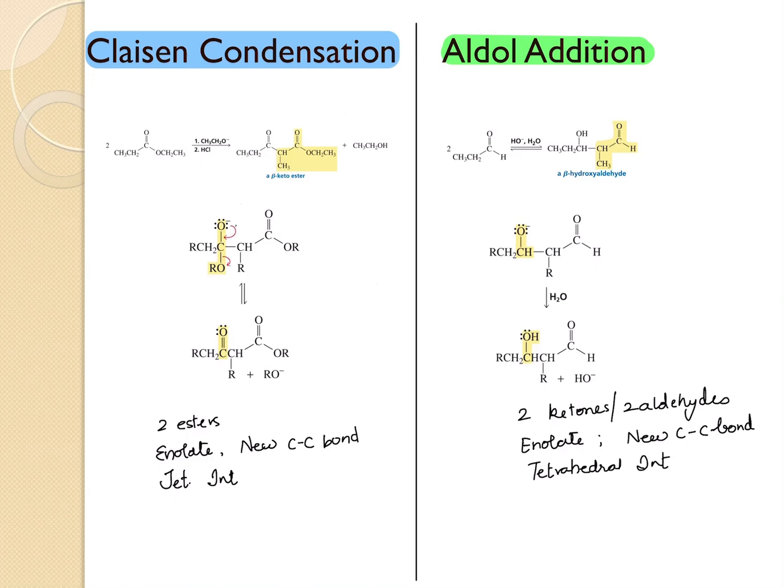But what makes them different is what happens after the tetrahedral intermediate is formed. In the case of Claisen ester condensation, we do have a leaving group. So as the tetrahedral intermediate collapses, when these electrons come in to form the double bond, this is going to leave. But in the case of aldol addition reaction, we do not have a leaving group, right?